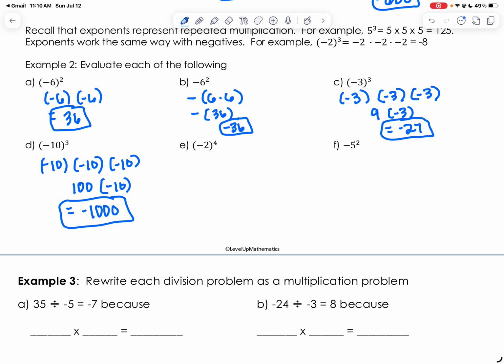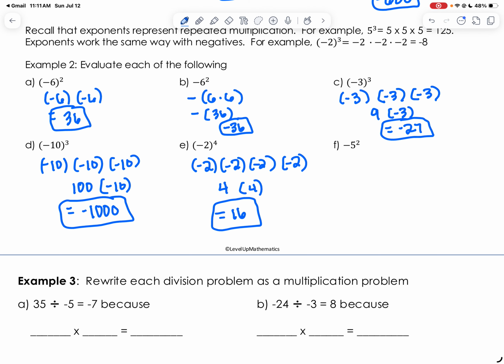All right, problem E, we have (-2) raised to the fourth power. So -2 times -2 times -2 times -2. So I'm going to multiply -2 times -2 together to get 4. Then I'm going to multiply -2 times -2 to get 4. So that is equal to +4 times +4, which is 16. Remember, if you have an even number of negative signs, your final answer will be positive.